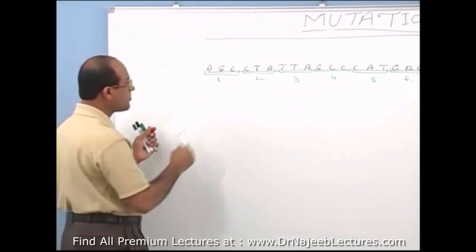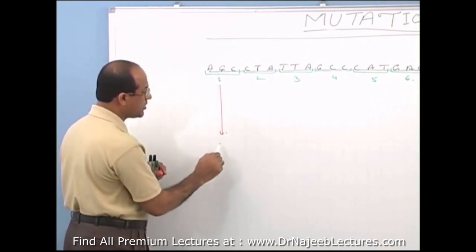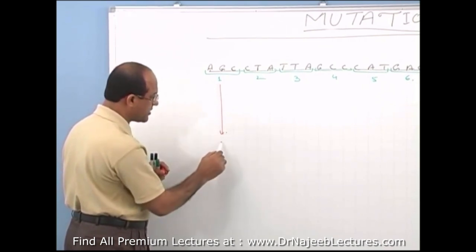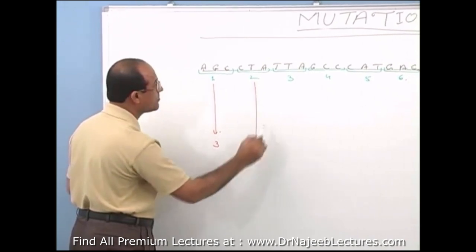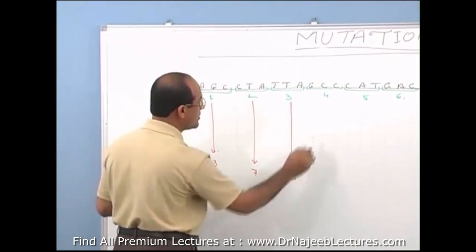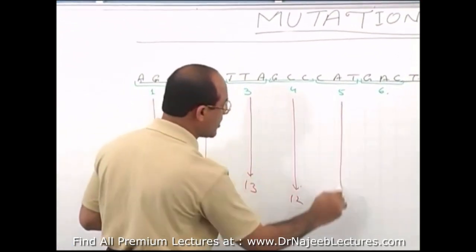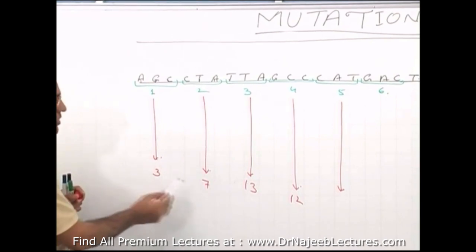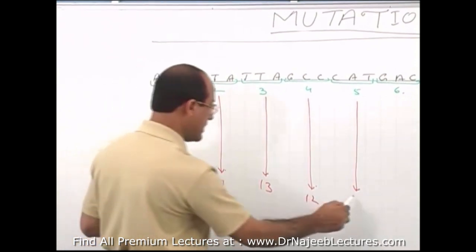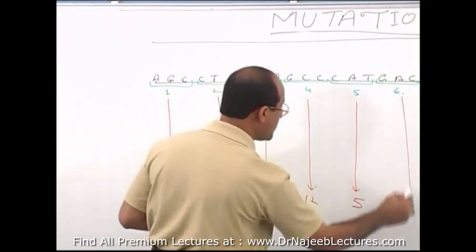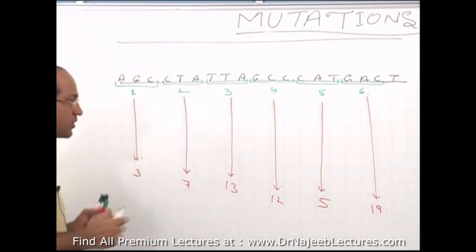Let's suppose this ends up into amino acid number 3, amino acid number 7, amino acid number 13, amino acid number 12. We are just taking an example. You can put the name also, that this may be tryptophan, this may be isoleucine, this is leucine, this is histidine, whatever you want. It is amino acid number 5 and this is amino acid number 19. Suppose you assign numbers to amino acids.